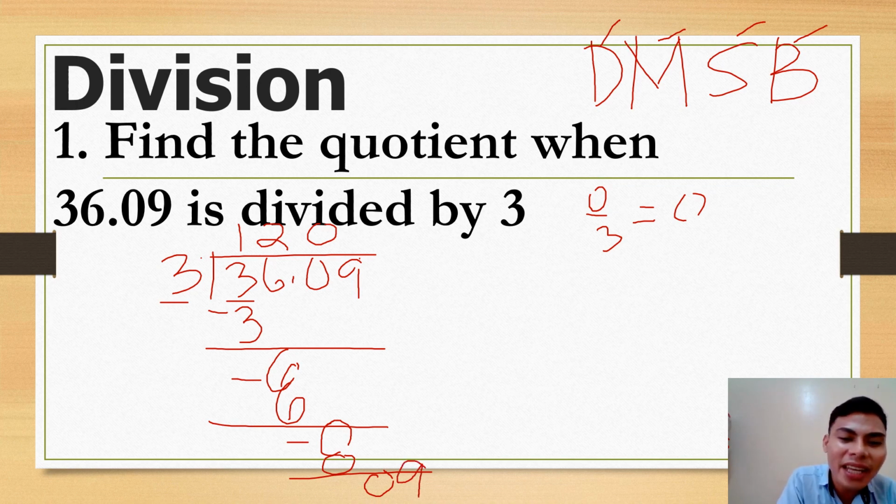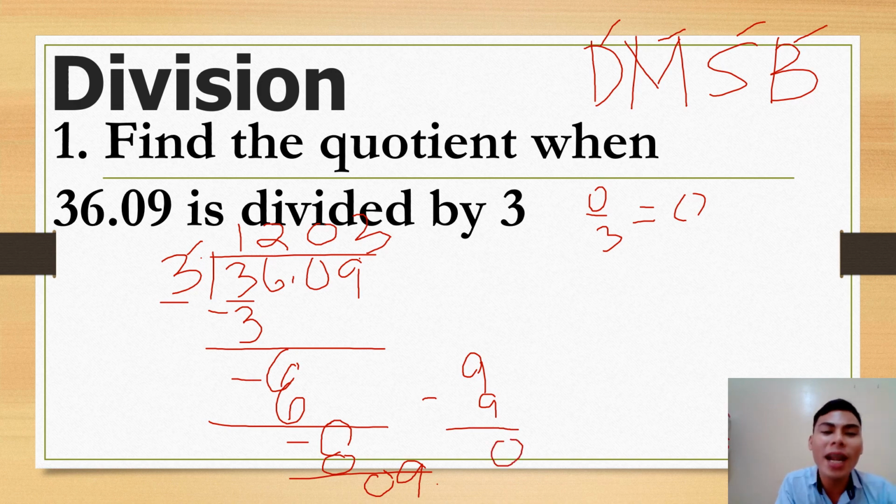9 divided by 3? 3. Tapos 3 times 3, 9. Susulat natin dito, 9 minus 9, 0. May i-bring down pa ba? Wala na. Tingnan mo, na-bring down na si 6, si 0, at si 9. If that's the case, tapos na. Stop there. You have your quotient.